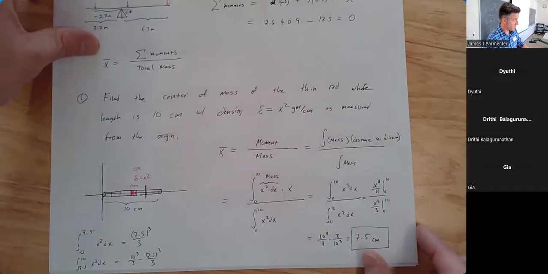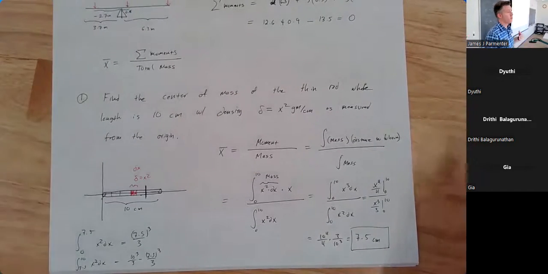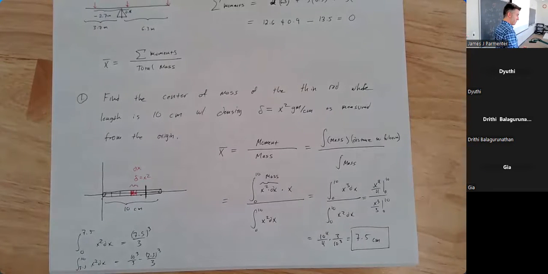Is X bar the center of mass? Yes. So I should say, if we're looking at something that's in one dimension, yes, X bar is the center of mass. And then when we look in 2 dimensions, we'll call it X bar, Y bar. And also the question would tell us where the fulcrum is.